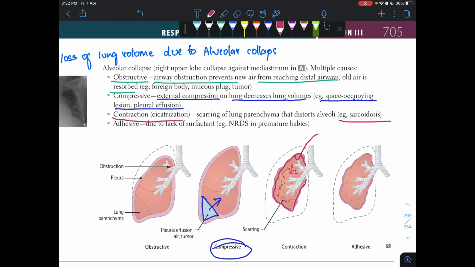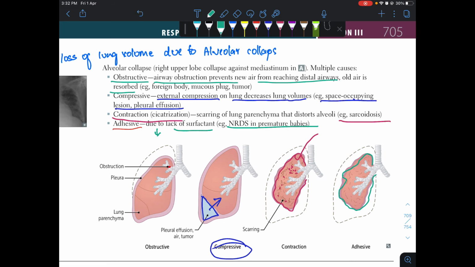Next, we have adhesive atelectasis. The main cause for adhesive atelectasis is lack of surfactant, and this can be seen in NRDS, that is neonatal respiratory distress syndrome, in premature babies. Here, due to collapsing of the airways due to increased surface tension, there will be adhesive atelectasis.